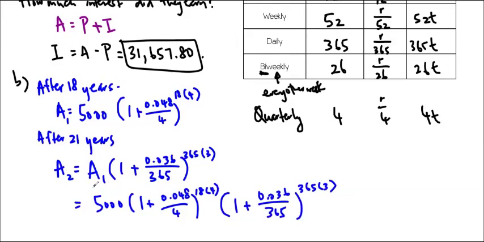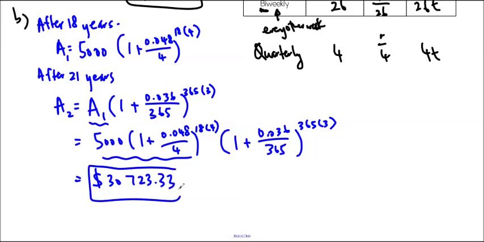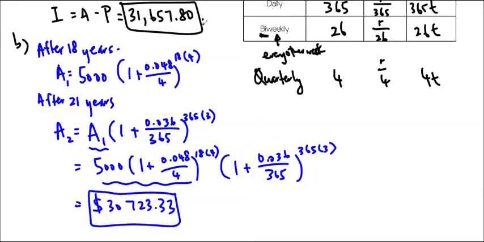Because I'm just replacing this A1 with the formula that I had found before. So you type that into your calculator, or of course you could estimate this and then type it and then put it in here and then multiply it by this to get your answer. But anyways, you should get approximately $30,723.33. So not quite as good as the first investment, right? So not a good choice.